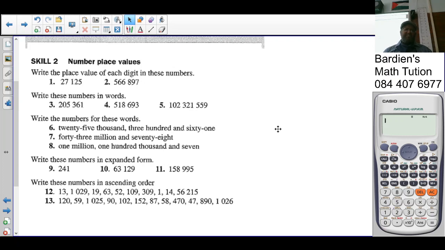And then you must write these numbers in words. You can do that as well. Okay, so do that quickly. Yes, you may.